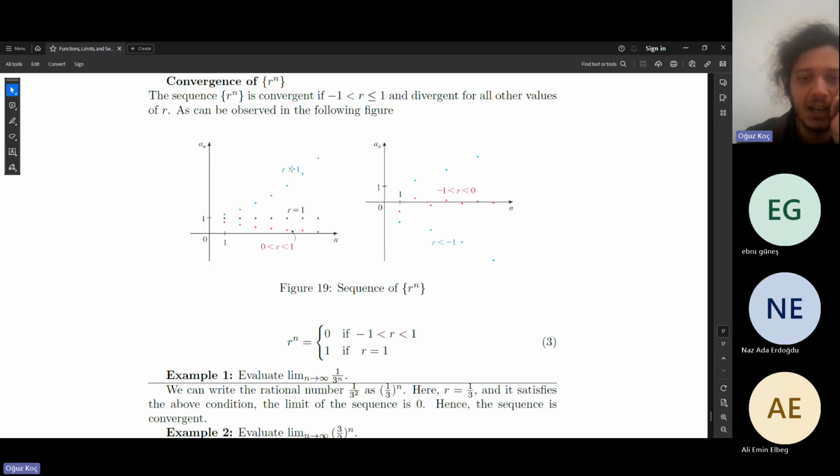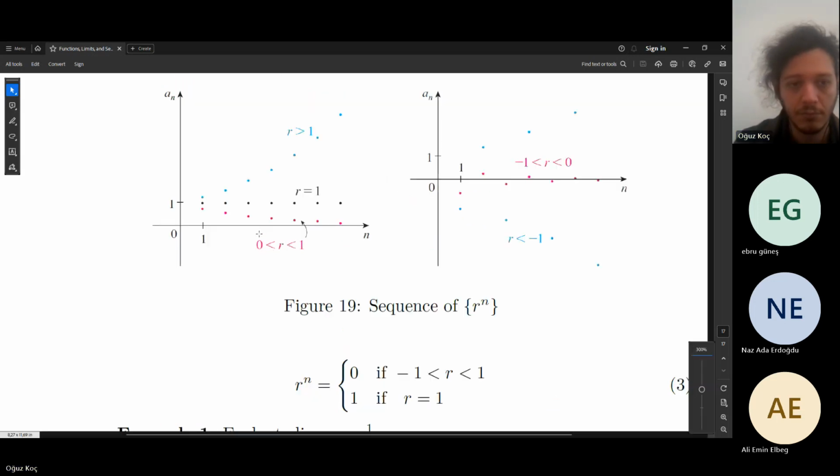As you can see here, when r is greater than 1, it is exponentially increasing, and it is not converging to any real number. When r is equal to positive 1, it is constant, and we can say that it's also convergent. And when r is between 0 and 1, with 1 and 0 not included in the interval, it's approximating to 0.